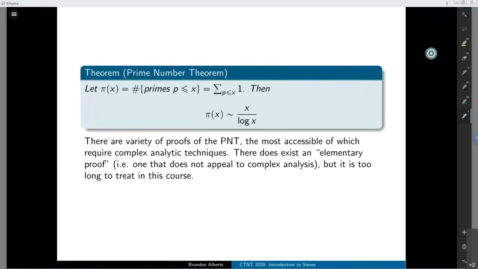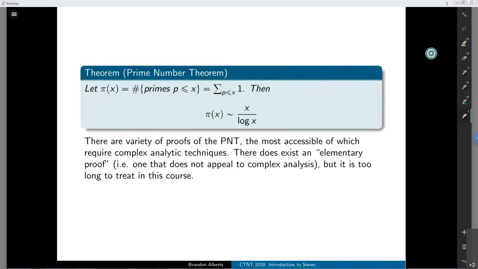Routes that don't use complex analysis tend to be called elementary methods in analytic number theory. So in the context of analytic number theory, the word elementary just means no complex analysis. There does exist an elementary proof of the prime number theorem. I think the most famous one is due to Selberg. But that is much longer to prove, and we're not going to really touch Selberg's proof in this mini course. You could probably dedicate an entire 4 or 5 lecture mini course just to Selberg's proof. But that's not what we're doing.